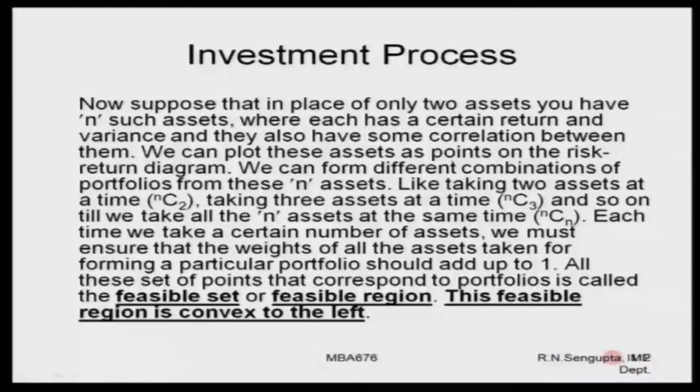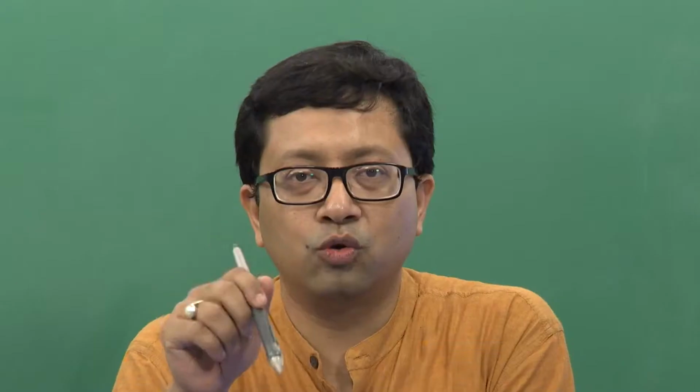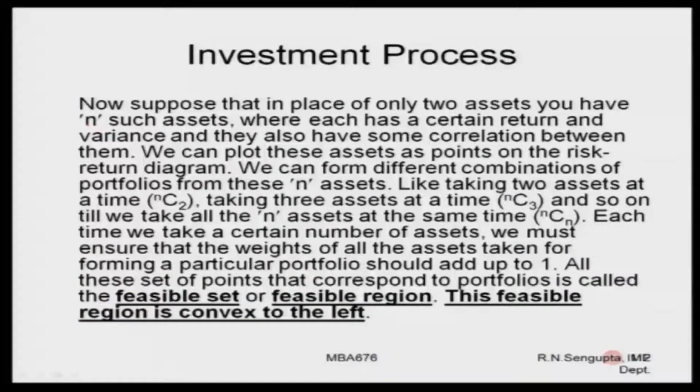So, now suppose in place of 2 assets, as I mentioned, we form a portfolio of 3 assets, 4 assets, 5 assets, and so on and so forth. Consider now we have n number of assets. So, this n is the number, which means that the index i which we had supposed will change from 1, 2, 3, 4 till the last value, which is n. So, for each of these n assets we will have what?